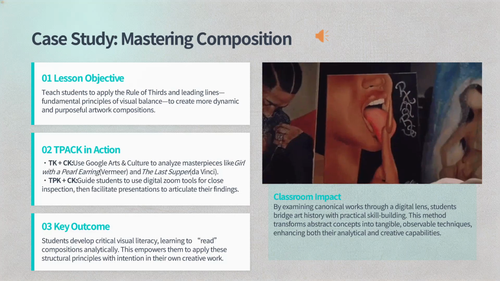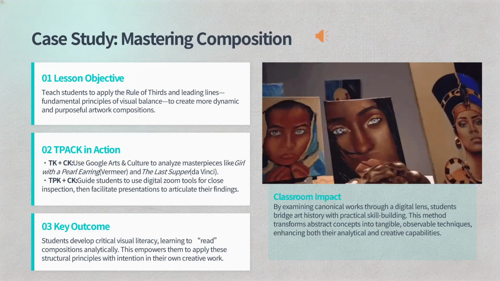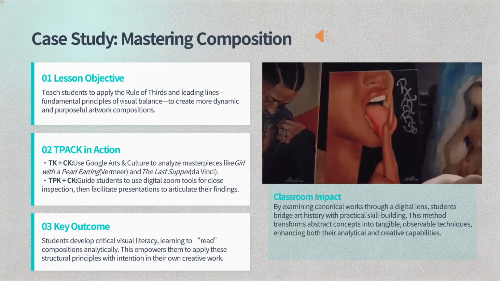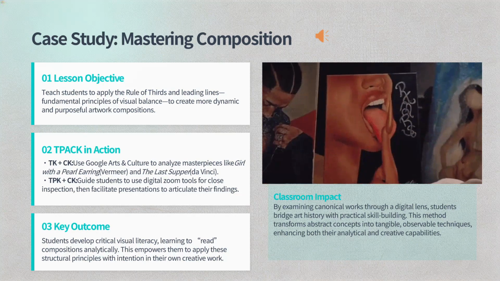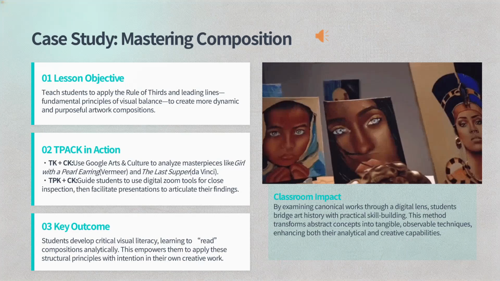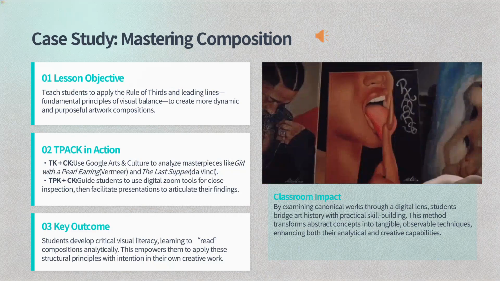Students analyze classic masterpieces, including Vermeer's Girl with a Pearl Earring and Da Vinci's The Last Supper. With targeted teaching methods, students zoom in on artworks to deeply study masters' composition techniques. Ultimately, students learn to critically analyze painting composition and skillfully apply these principles to their own creations.